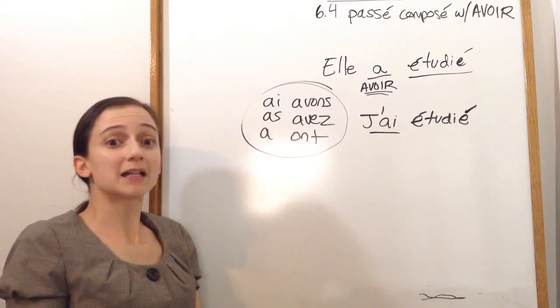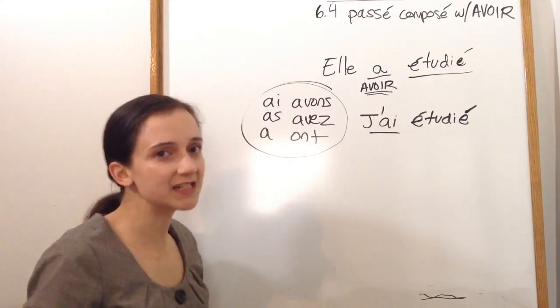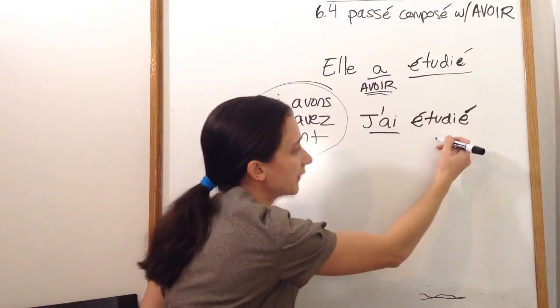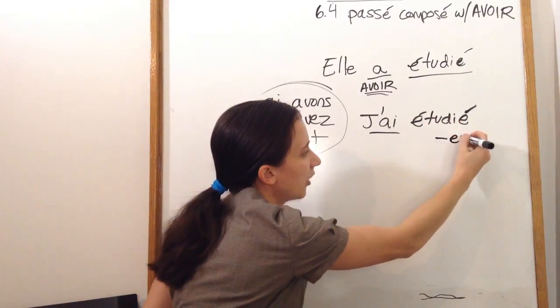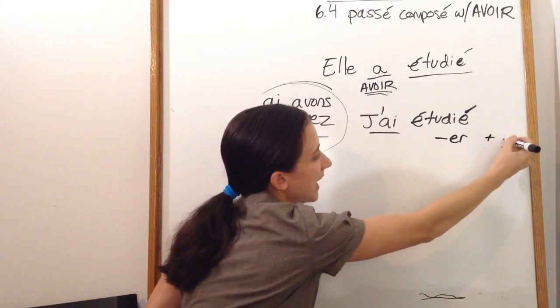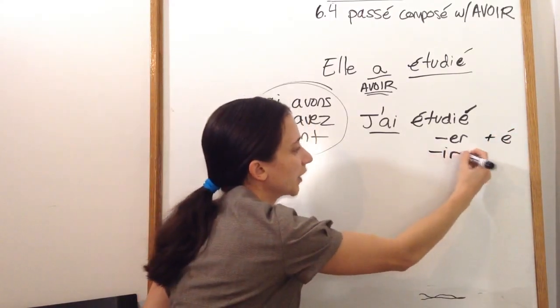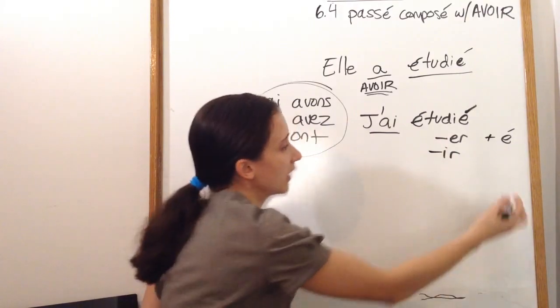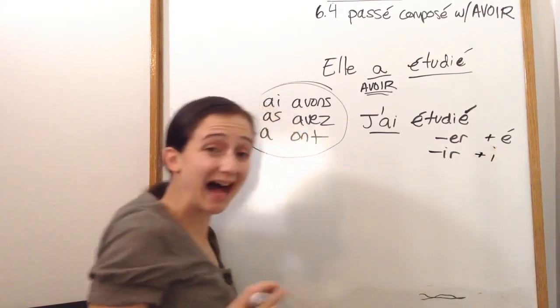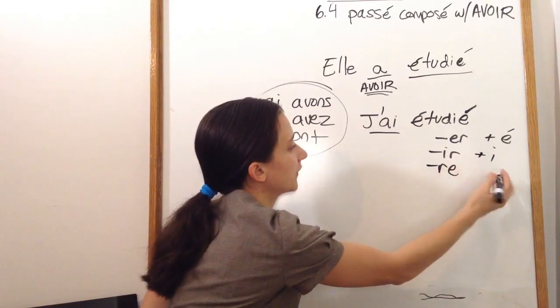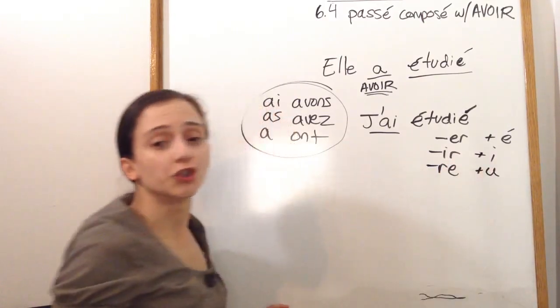So how do you get your past participles? This is even easier. You don't have to do any conjugating. If it's an ER verb, you take off the ER and instead you add an E with an accent aigu. If it's an IR verb, you take off the IR and instead you put an I, just an I. And if it's an RE verb, you take off the RE and you put a U.